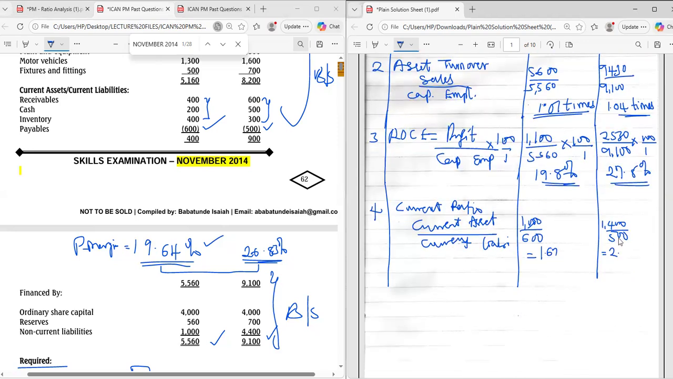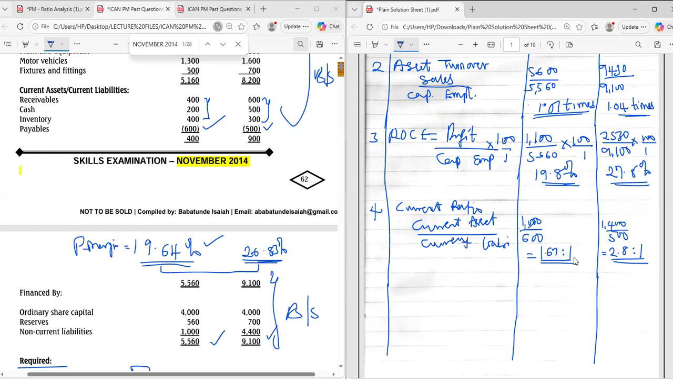Somebody is telling me 2.8 times. Ratio 1. Who said this? Say it again. Ratio 1. That's the way this one usually happens. So it's not in percentage. You put it as a ratio of 1.